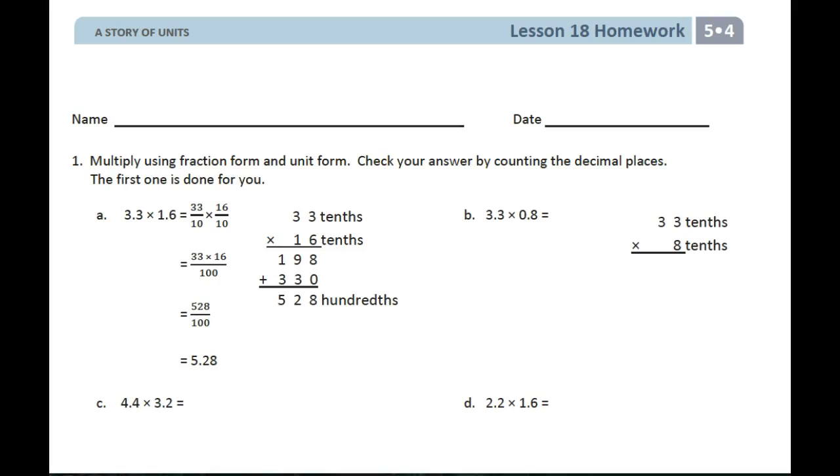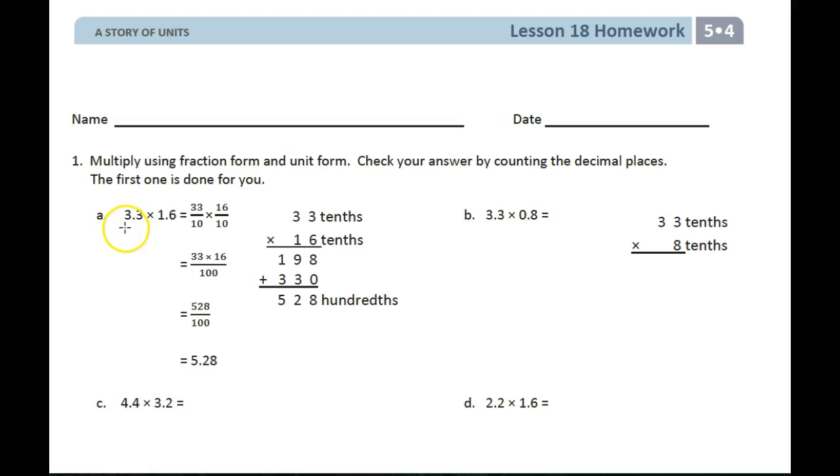For lesson 18 for module 4, we're going to be playing around with numbers in a couple of different ways, and we're going to get the same answer in multiple ways. So it's asking us to do multiplying using a fraction form and a unit form. And I'm going to show you another way to do this as well. So the ones that they've done here that we're going to show you to start with, here's the fraction form.